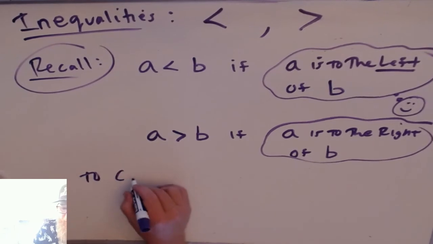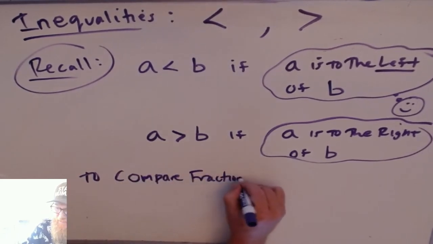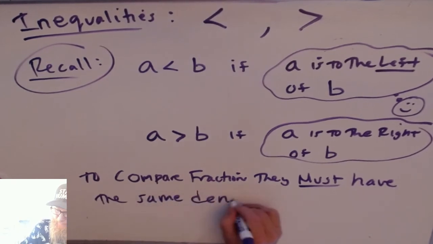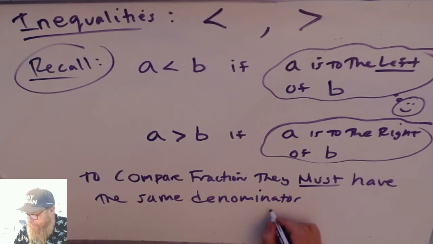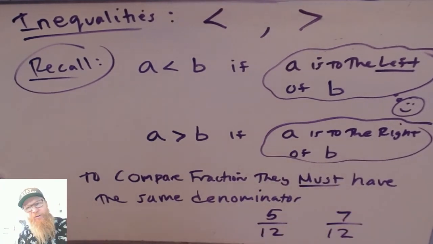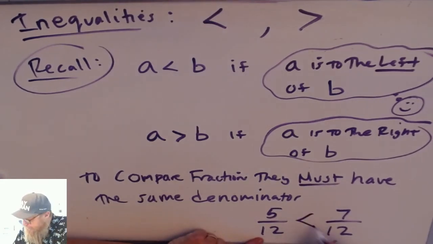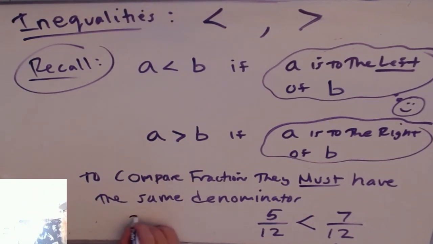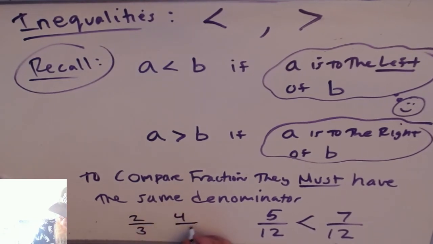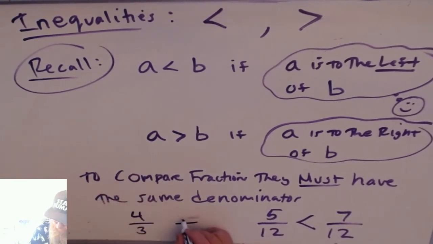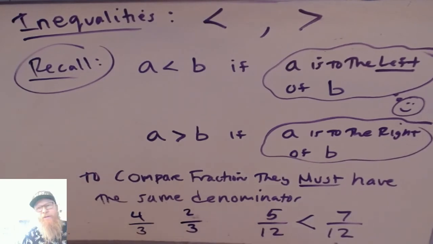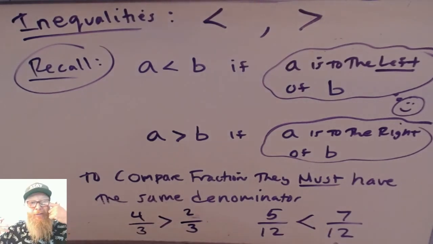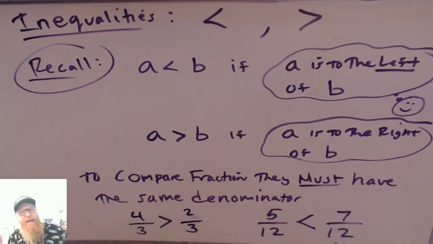So, to compare fractions, they must have the same denominator. For example, 5/12 and 7/12, if they have the same denominator, I can clearly say that 5/12 is less than 7/12. How about this? 4/3 and 2/3. I can clearly say that 4/3 is greater than 2/3, because 4/3 lies to the right of 2/3.